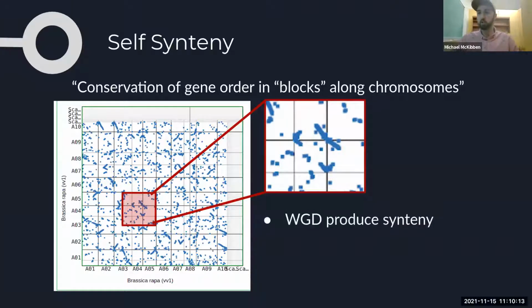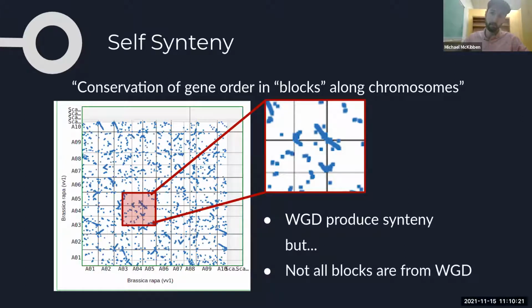As you can imagine, whole genome duplications will produce quite a bit of synteny, which might be broken up through time. However, not all syntenic blocks are necessarily from our focal WGD. Once again, they can be from small-scale duplications or perhaps multiple whole genome duplications within a given genome.